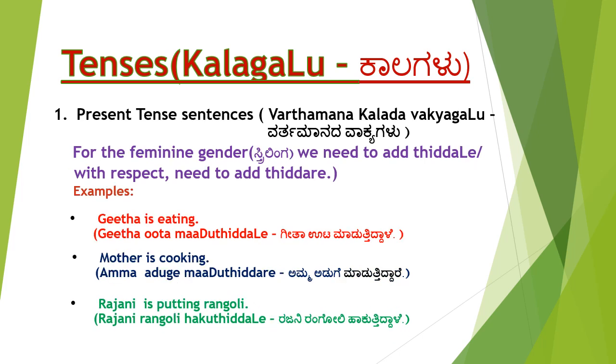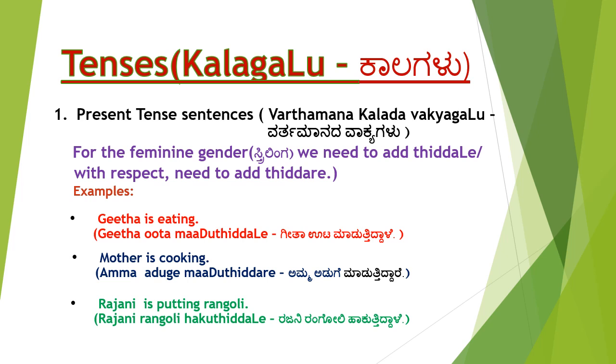So in this slide, we are going to see what suffixes needs to be added to make a sentence for Strilinga, that is feminine gender. And in this also we need to add tiddare for giving respect, and for female we need to add tiddale. So you can see now in the example, Geeta is eating. So Geeta ಊಟ ಮಾಡುತ್ತಿದ್ದಾಳೆ. So tiddale is a suffix we need to add.